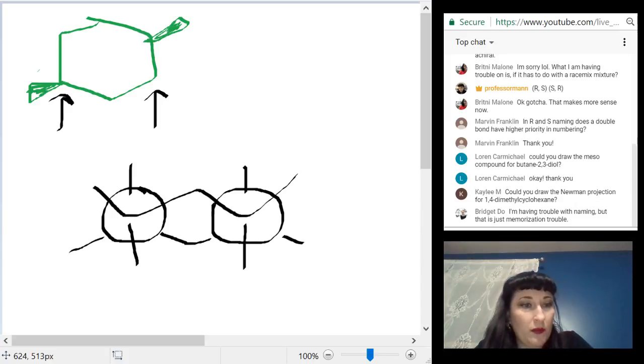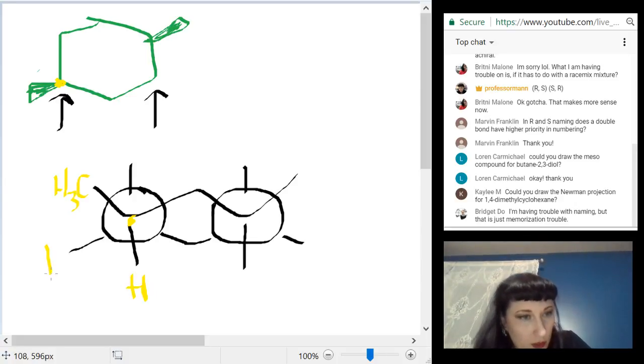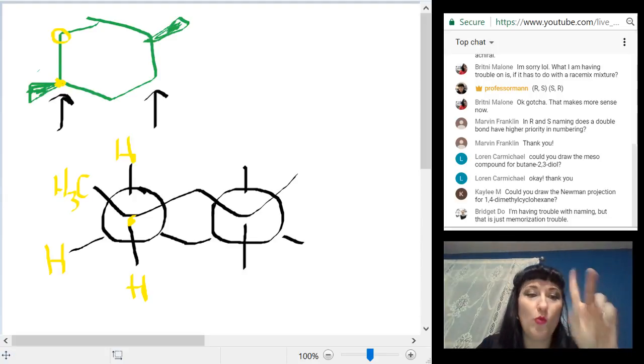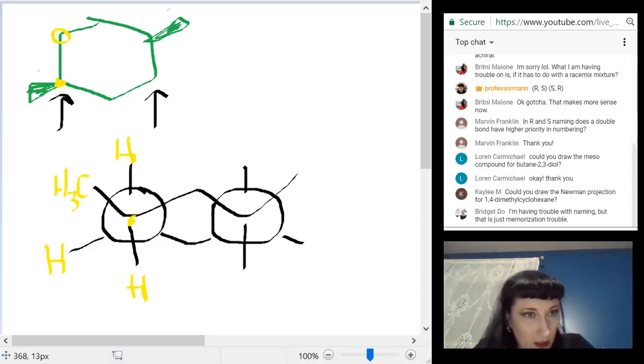Okay, so this carbon here in yellow is this carbon right there on the molecule. So I have this methyl group on it and it's pointing up, so I put it pointing up. There's a hydrogen on it pointing down. The carbon behind it has two hydrogens, one pointing up and one pointing down. And then let's do this one here.